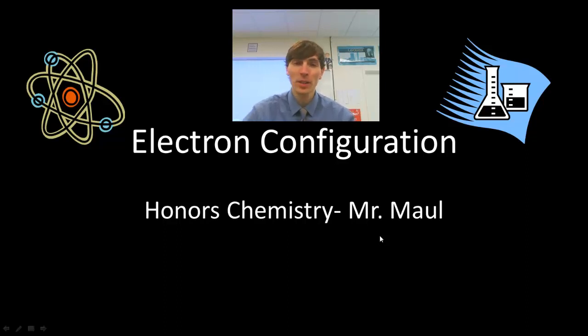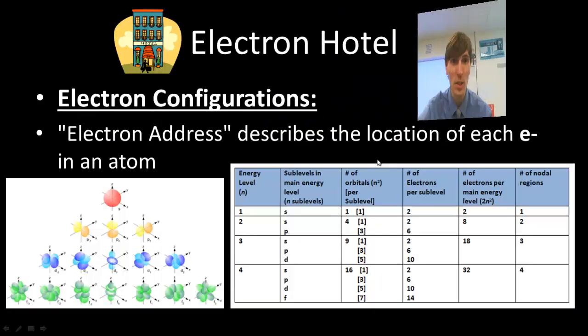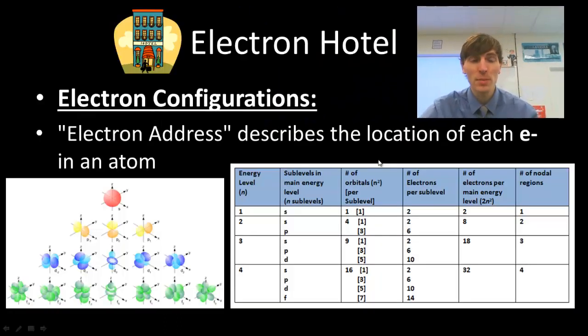I'm really excited today to help you out with determining an atom's electron configuration. The electron configuration of an atom is really the address that describes the location of each electron within an atom. I sometimes like to think of an atom as a hotel. The bottom of that hotel is my nucleus.